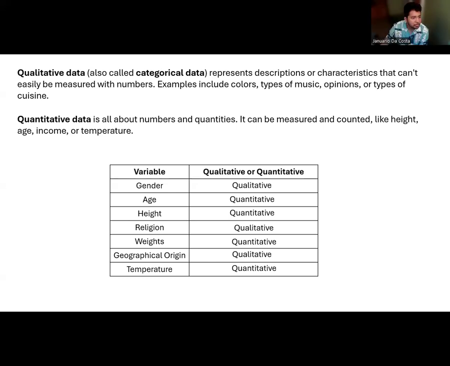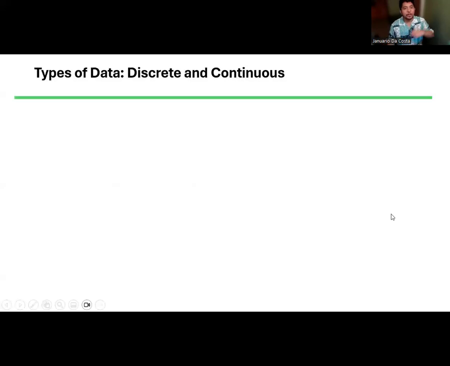All right. Next, we will be learning about, so today students learned about qualitative data and then quantitative data. Right now, we will learn another type of data, what we call discrete data and continuous data.